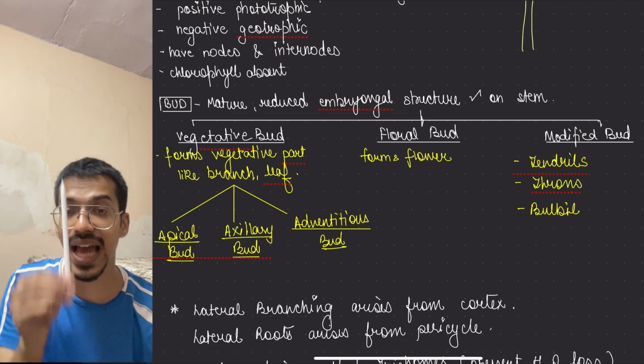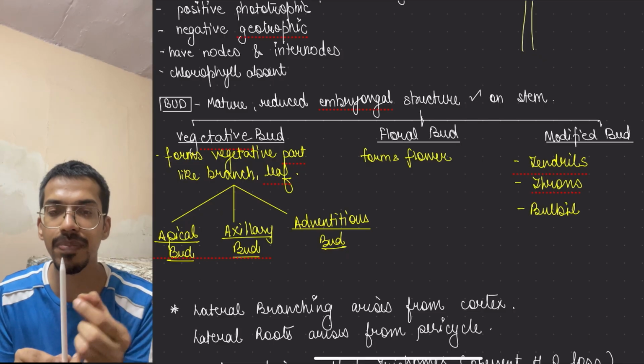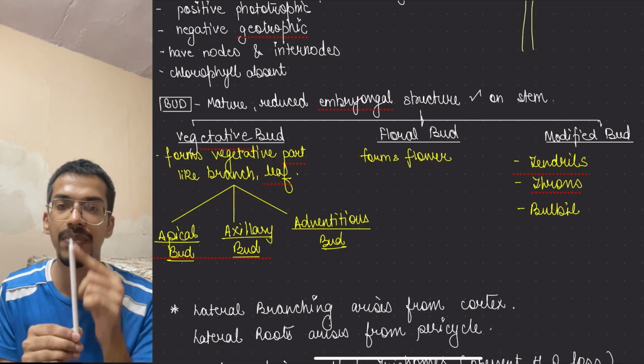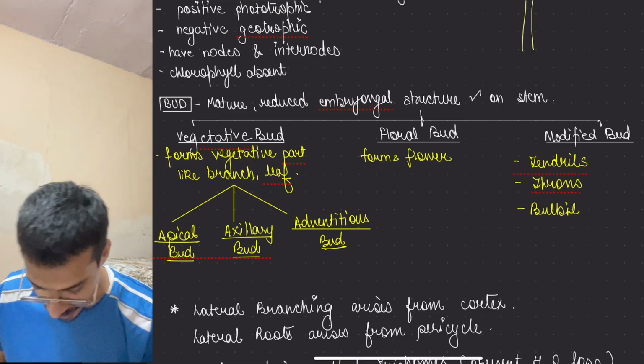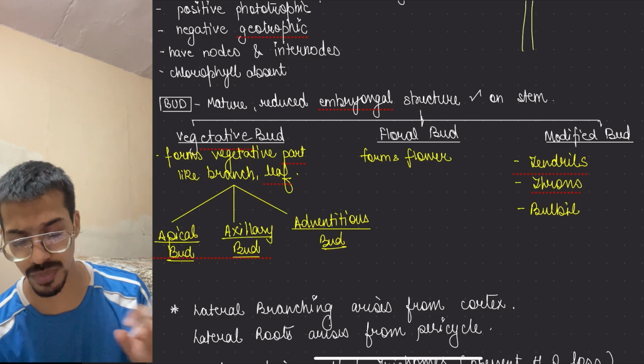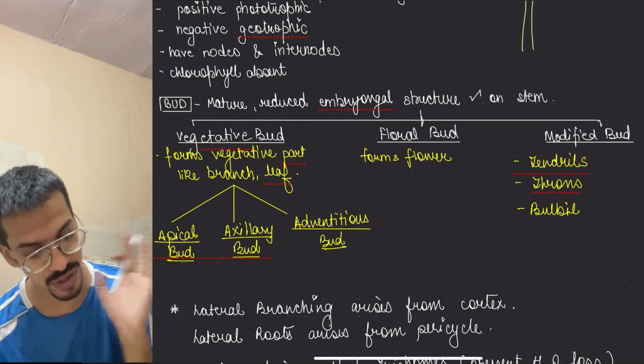Axillary word is coming from the axis. What is the axis of it? Going to the center of it. Means any bud present on the main stem, like this is the stem. But if the bud is present on this, it is called what? Axillary bud. And adventitious bud is what? From any other part of the plant. If it is present on the stem or elsewhere, we call it adventitious bud.